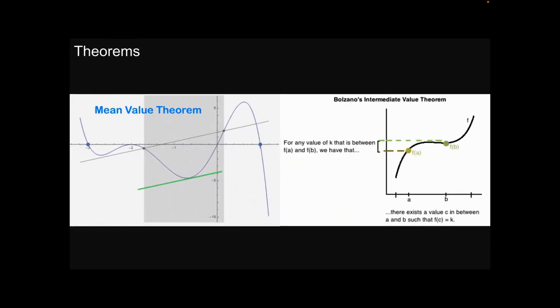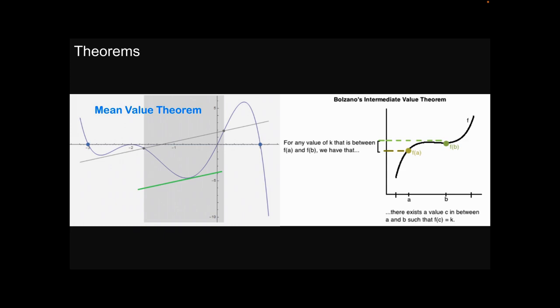The two most popular theorems in AP Calculus AB are the mean value theorem and the intermediate value theorem. The mean value theorem states that if a function is continuous over a closed interval and differentiable, not required at the endpoints, there exists a point along the x-axis inside the interval at which the tangent line to the graph at that point is parallel to the secant line through the entire interval.